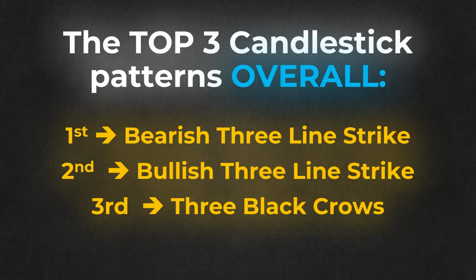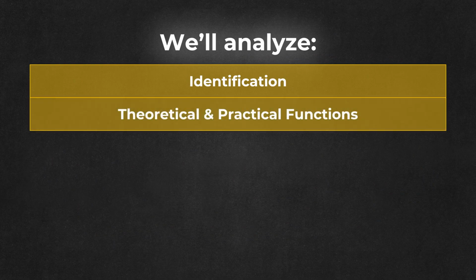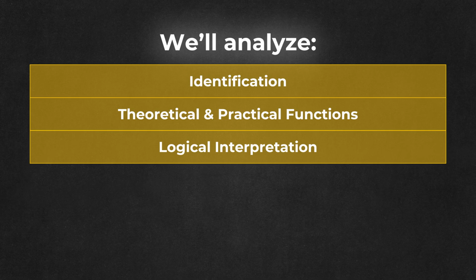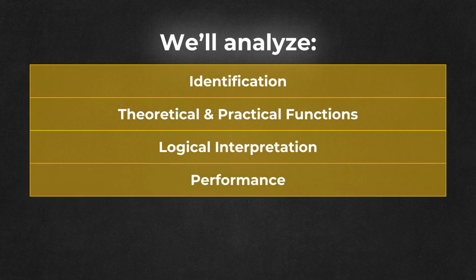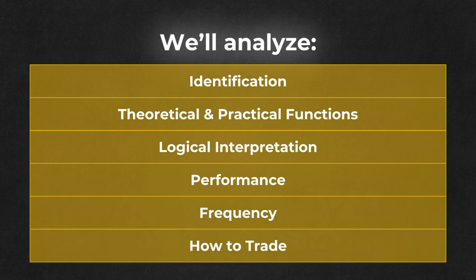For each of these 3 candle patterns, we'll analyze how to identify the pattern, the theoretical and practical functions, meaning whether the pattern is bullish or bearish, and if it is a reversal or a continuation, and whether the real market data agrees with the theory of the pattern, the logical interpretation of each of the 3, the performance, meaning how many times it does what it's supposed to do, the frequency, meaning how frequently the pattern emerges in the market, and finally, specific tips on how to trade each of these top 3 patterns respecting basic risk management guidelines for long-term sustainability.